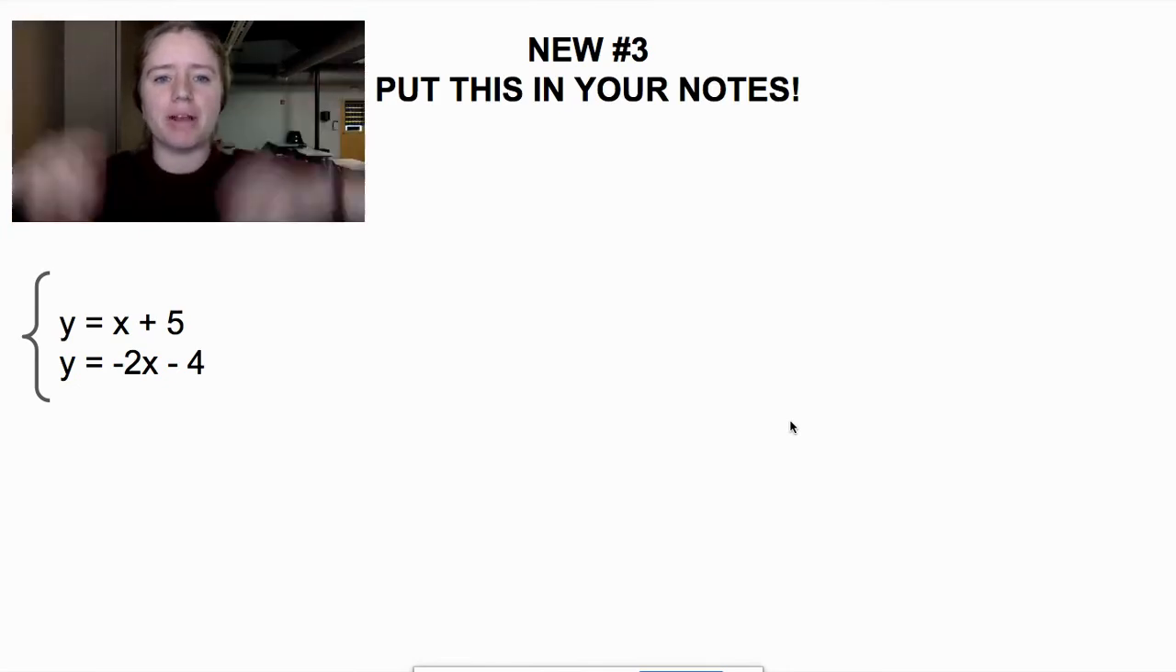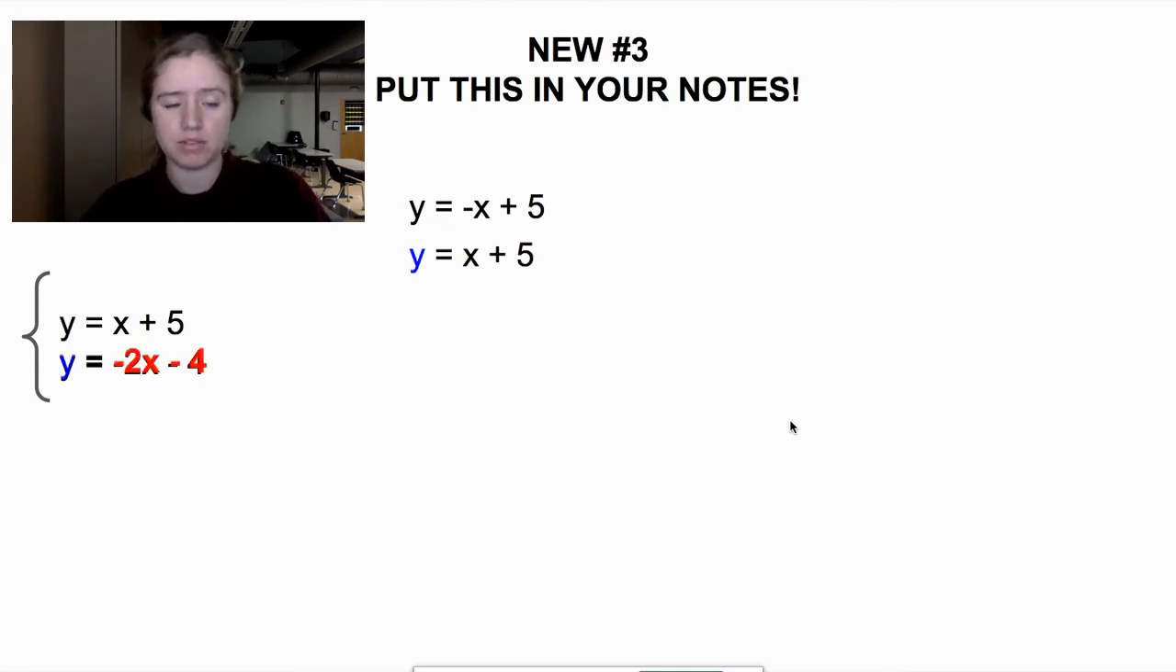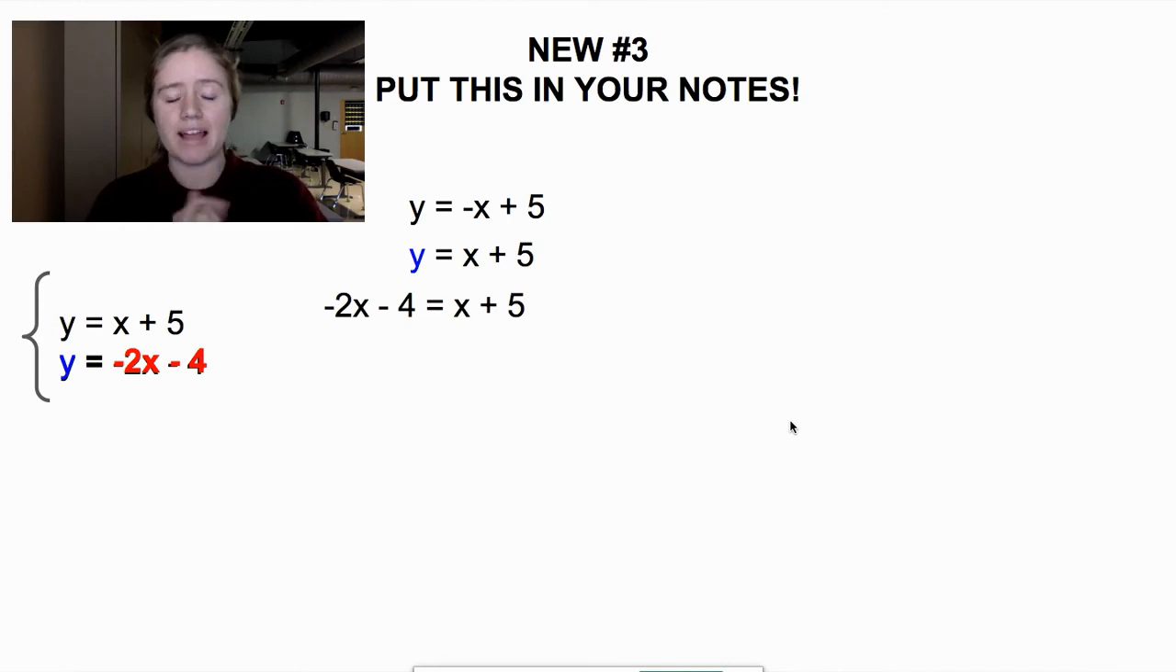Last one, number 3. Okay, so we're going to start with the equation y equals x plus 5 and y equals negative 2x minus 4. Again, we have our original equation, the first one. We need to get rid of the y and replace it with the other equation. So I'm going to take that blue y, take my second equation, and I'm going to transfer the negative 2x minus 4. So we got this right here.